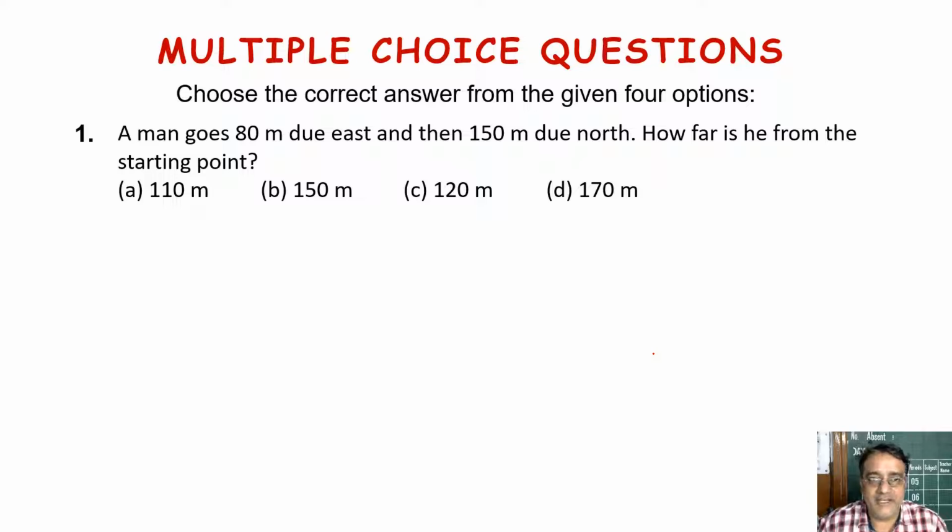A man goes 80 meter due east and then 150 meter due north. How far is he from the starting point? So let us draw the rough diagram.